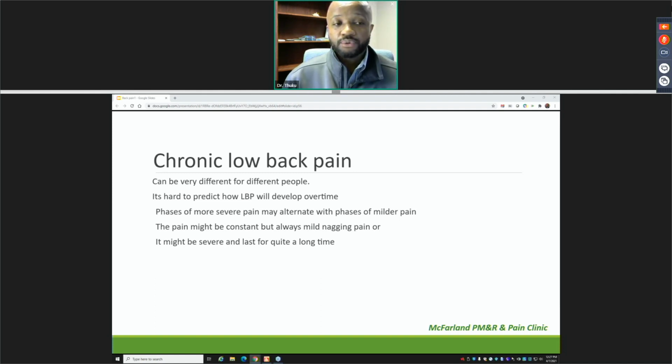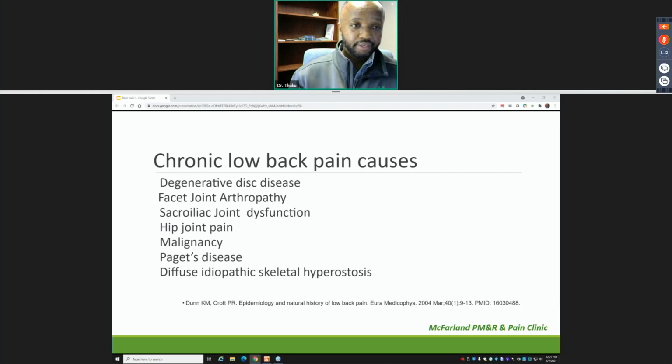Then you have the patients who are in really severe pain and it can last for a long time. And sometimes you try all kinds of interventions and they fail. And that's when even escalating care sometimes can be quite frustrating. But we'll get to that later.